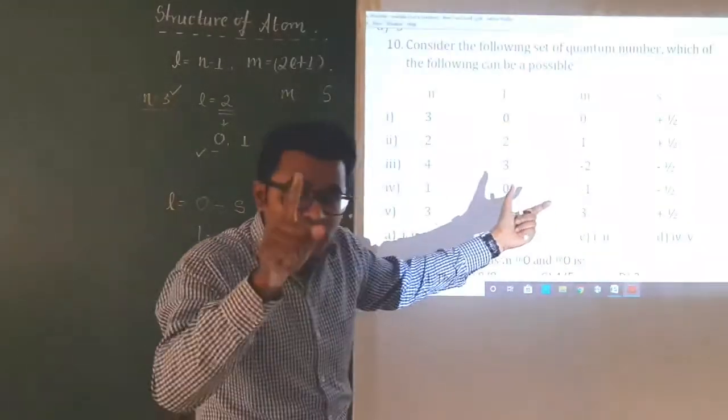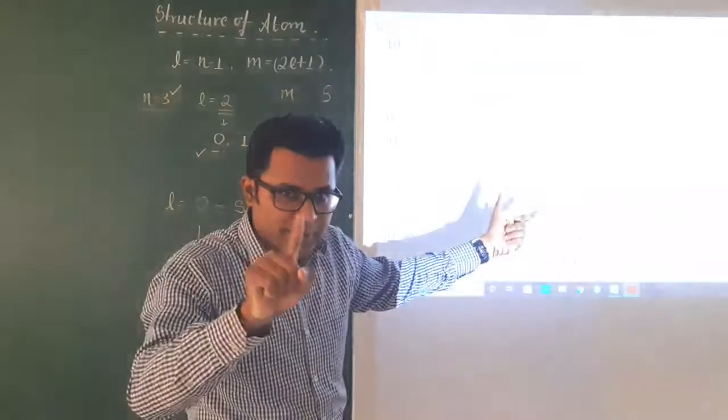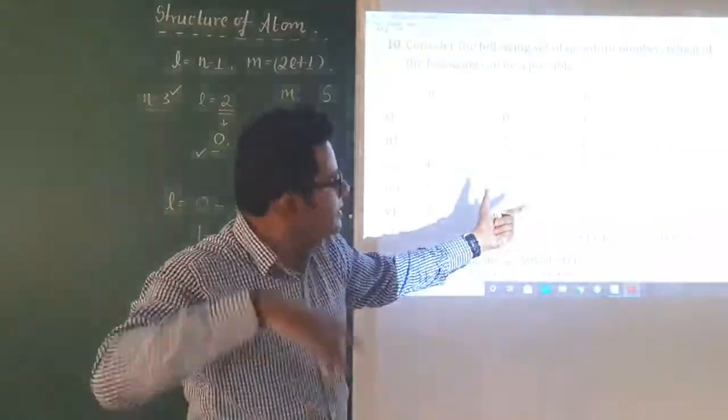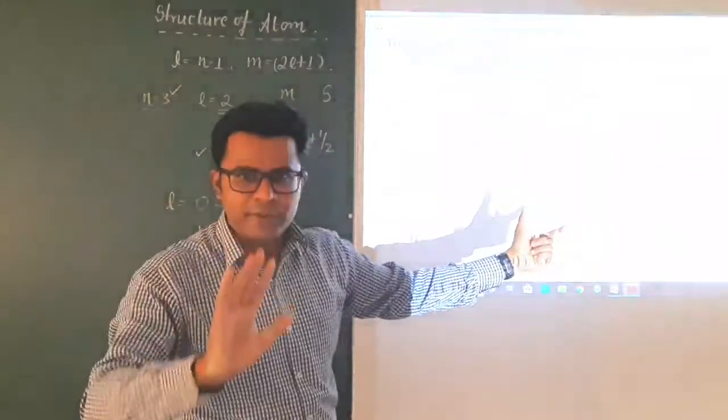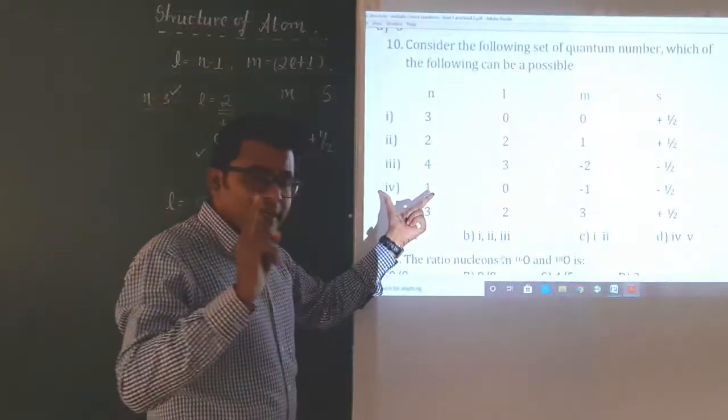If L is equal to 0, then it is S subshell. If it is an S subshell, then what will happen? We cannot have the value as M is equal to minus R. It should be 0. So again, option 4 is wrong.